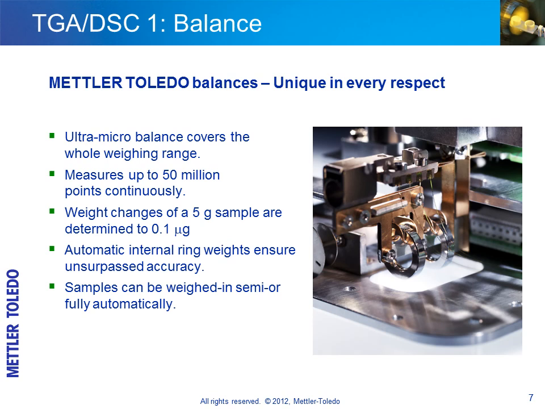The TGA DSC1 uses a top-of-the-line Mettler-Toledo ultra-micro balance to measure sample weight. The balance is unique in every respect. It provides ultra-microgram resolution over the whole weighing range and measures up to 50 million resolution points continuously. This means that changes in mass of a 5 milligram sample are determined to 0.1 microgram.